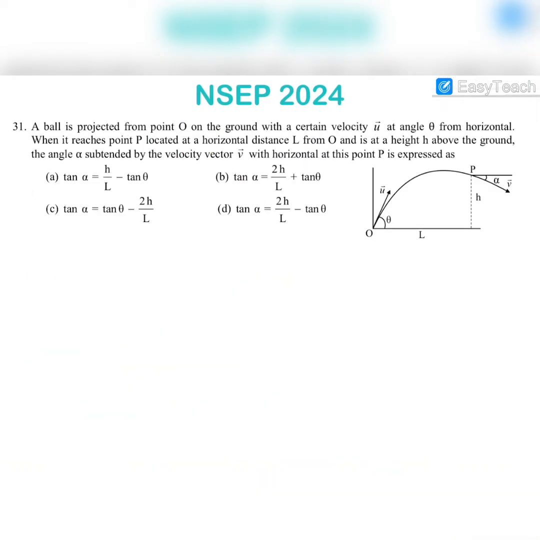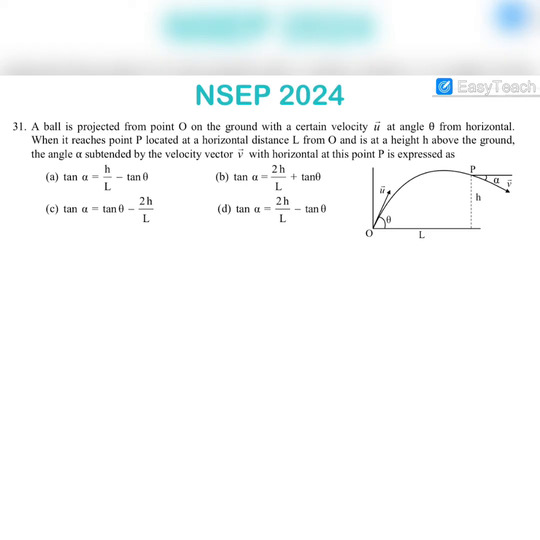In this question, you can see that a ball is projected from this point O with a velocity u at an angle of theta, and this ball reaches this point P, which is at a horizontal distance of L and a height of h. So at this point, the velocity of the ball is v at an angle of alpha. So we have to find out the value of alpha in terms of h, L and theta. So first of all, let us use the trajectory equation.